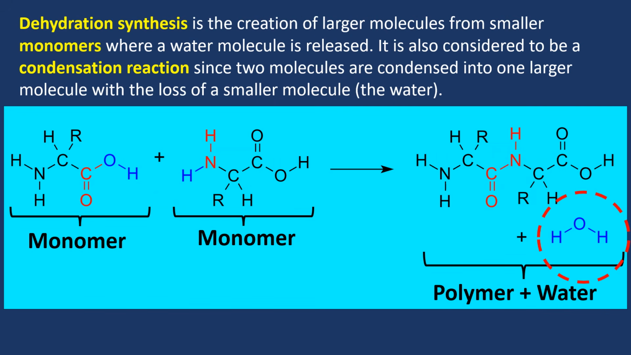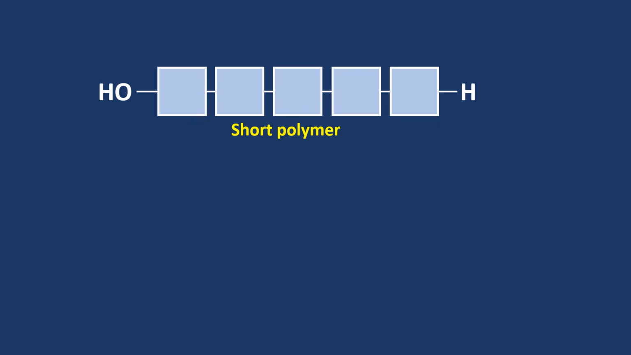One way monomers link together is through a condensation reaction. In this process, monomers lose hydrogen and oxygen atoms which form water, creating bonding sites that allow monomers to join. This reaction is also known as dehydration synthesis because water is removed during the process. Here is a visual representation of a polymer. Notice one end has a hydroxyl group and the other end a hydrogen.